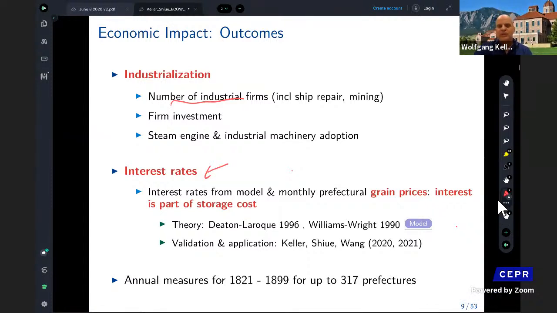Now, these interest rates come from a model together with monthly grain prices. That can be done because the interest rate is part of a storage cost. And that is a theory that goes back to Calder and Holbrook and Samuelson, in fact. And some people might actually remember that McCloskey and Nash did a paper on medieval interest rates in the 1980s. And so let me just show you very briefly how this works.